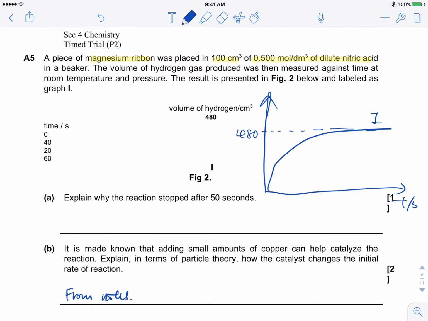Okay, so A5 is here. A piece of magnesium ribbon was placed in 100 cm cube of acid. Then measure against time at room temperature and pressure. Result below. I don't know why, but there's some problem with my diagram, so I just drew it again for you to see.